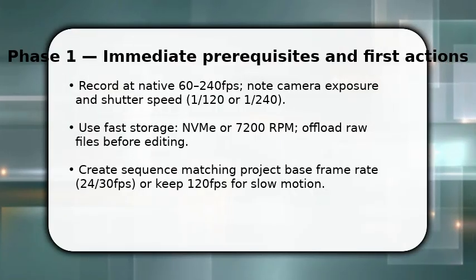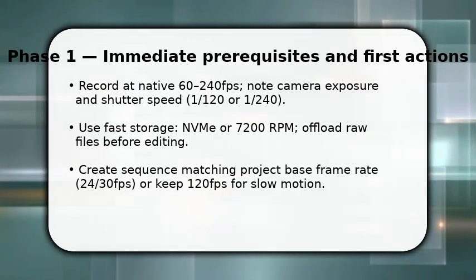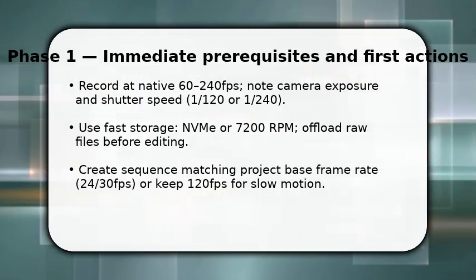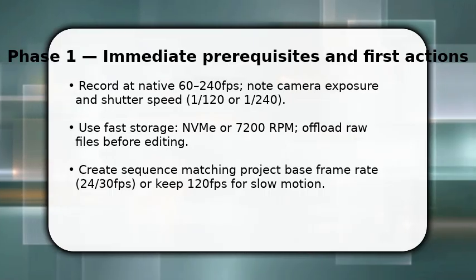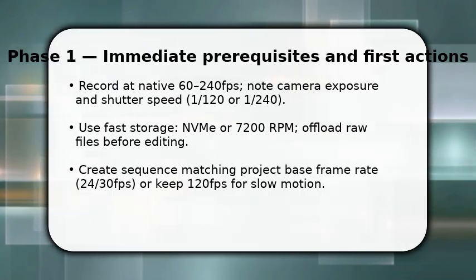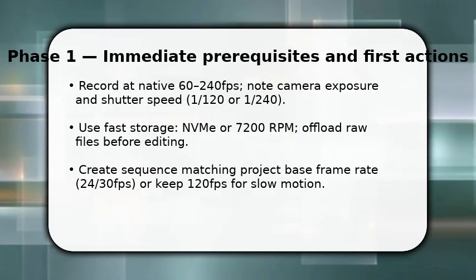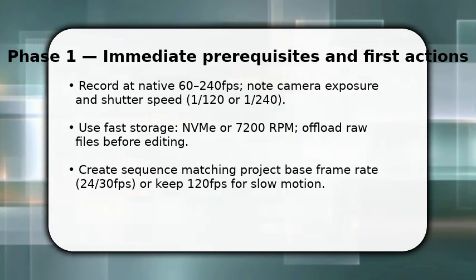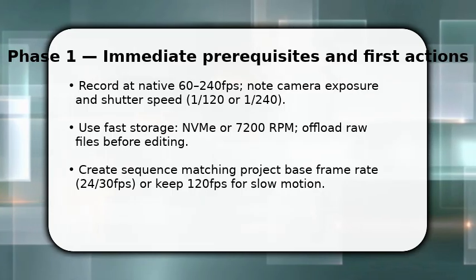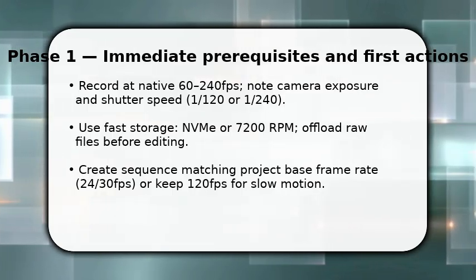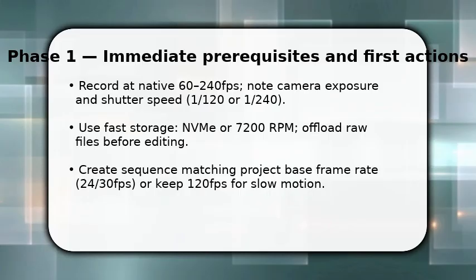You start by organizing and importing high frame rate clips into your project. Name folders by FPS and take. Set a proxy workflow if files are heavy, then create a timeline with your target playback rate, 24 or 30 FPS for cinematic slow motion, or keep 120 FPS for real-time analysis.